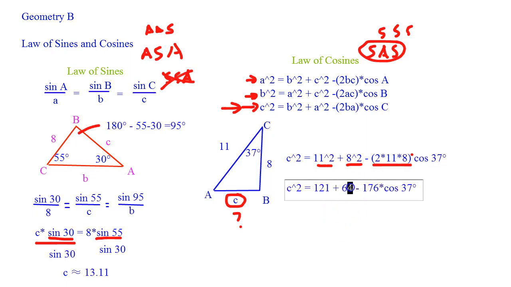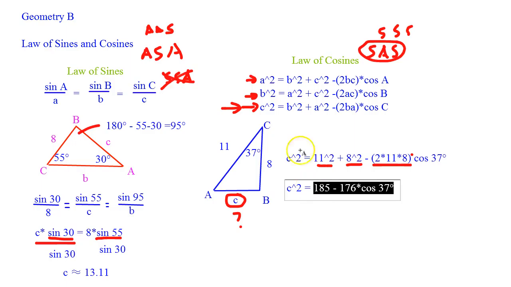And then when I simplify it, I'm going to add these two. So 121 plus 64 is 185, and it's going to look like this. Now, I don't just subtract things and go, oh, that's going to be 9 times cosine of 37. No, no, no. You have to calculate this first and then subtract it from 185. Make sure your calculator is always in degrees because we're in geometry. So 185 minus 176 cosine of 37.